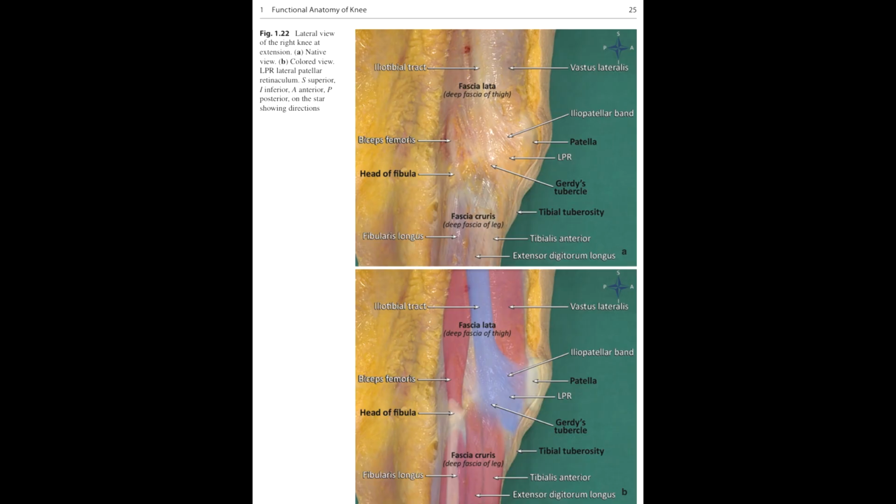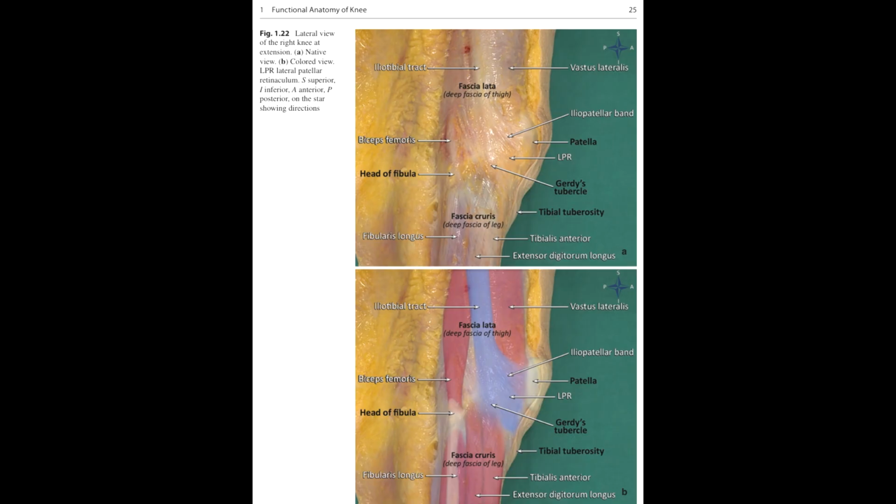Posterior to the IT band, the tendon of the biceps femoris is clearly visible. It inserts onto the head of the fibula, a palpable bony landmark. This muscle not only flexes the knee, but also contributes to lateral stability by pulling the fibular head posteriorly.